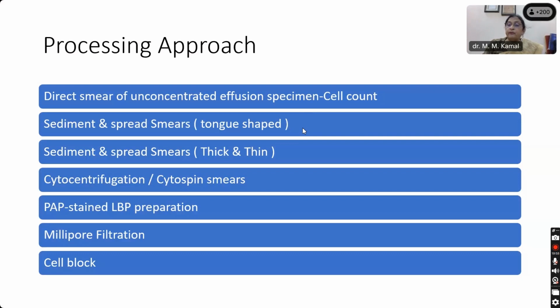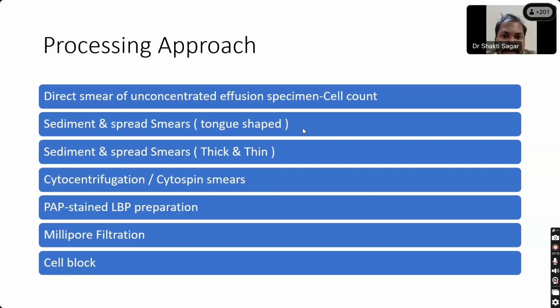One more for thick smear and thin smear. That is the third thing. Now, we are talking about a sediment, and it should be a tongue-shaped separate smear. Pardon? Sorry? It should be a tongue-shaped smear.